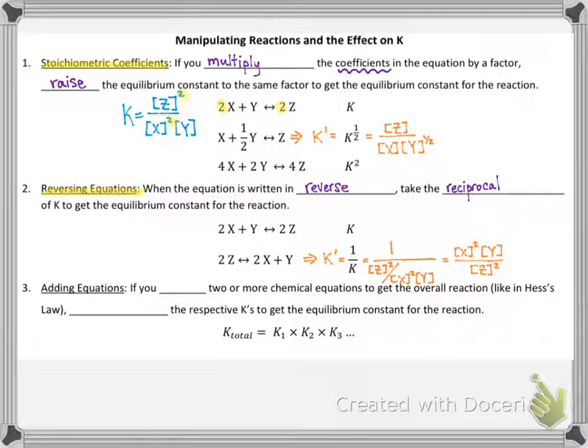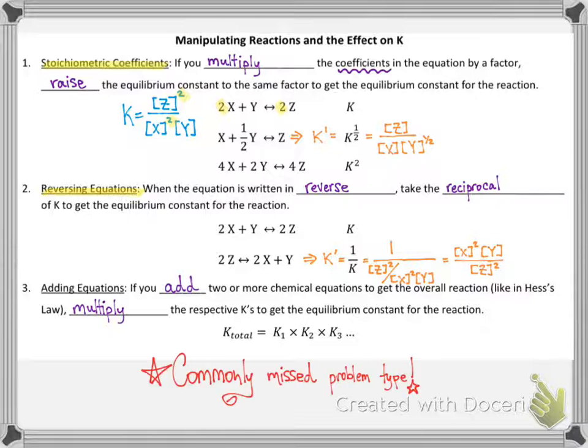Okay, just like with Hess's law, you can add equations together, but this time, if you add 2 or more chemical equations, you will have to multiply their respective equilibrium constants. Now, mathematically, all these things are pretty straightforward, but I will give you a fair warning. These are very commonly missed problems because people treat it like enthalpy, like Hess's law, but it's not. K is different. All right, let's go ahead and try a few of these.